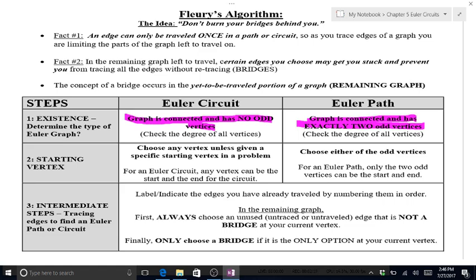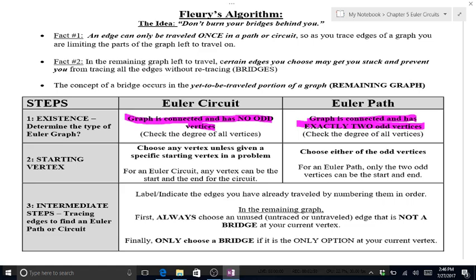After that, we need to actually find the circuit and path by numbering the edges like we have been doing. So we have to pick a starting vertex. In a Euler circuit, you can pick any vertex you want to start unless the problem gives you a specific starting point. The problems we're going to do after this will tell you we need to start at vertex A if you have a Euler circuit. If you have a Euler path, you can pick either one of the odd vertices because remember, you must start at an odd and you must end at an odd.